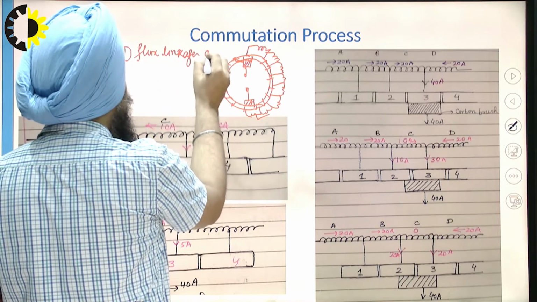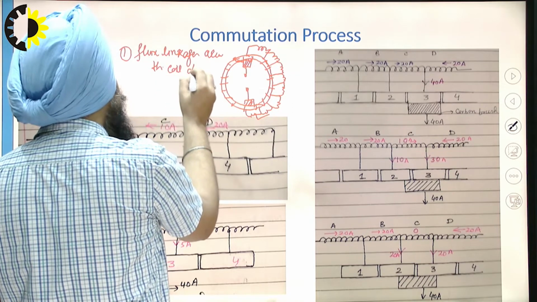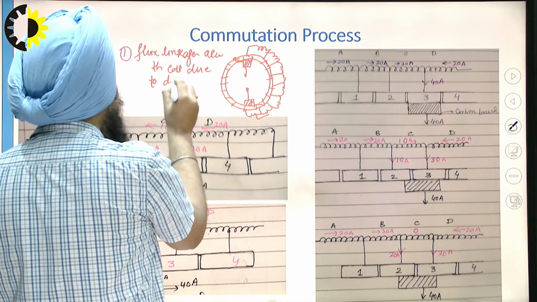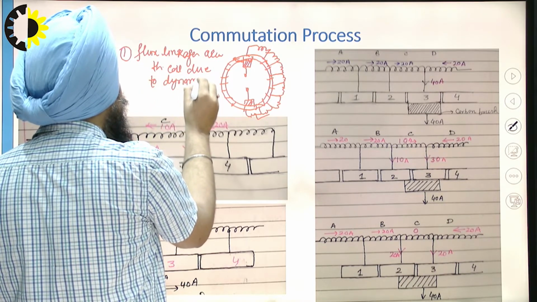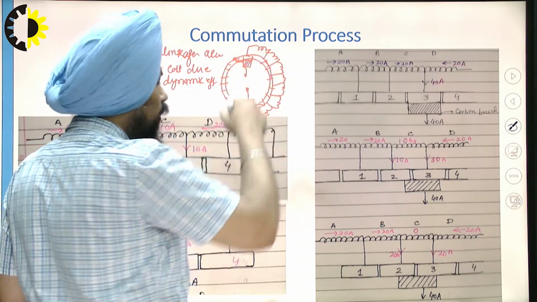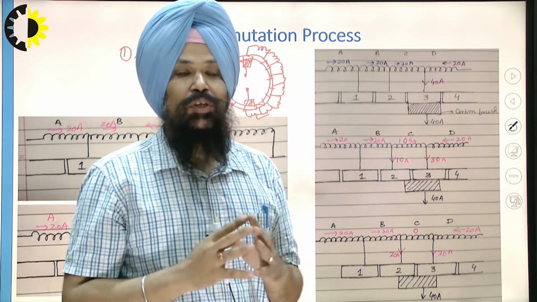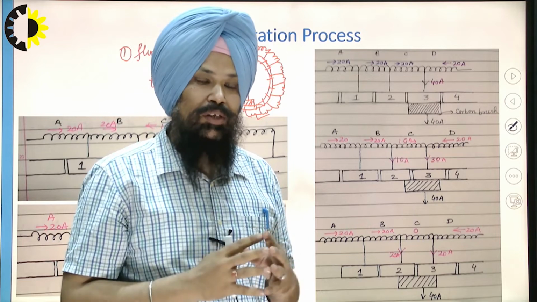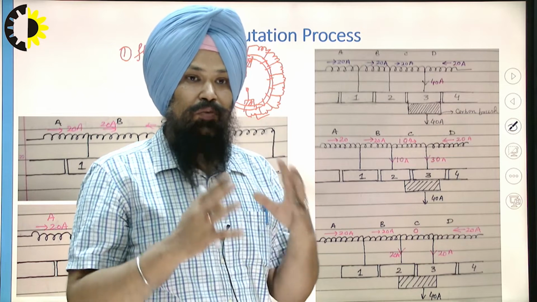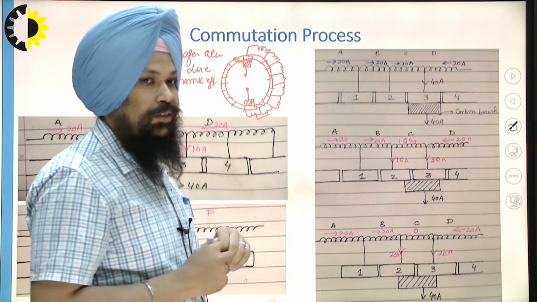across the coil due to dynamic effect. We know that this particular armature is under the effect of the stator's magnetic field, and due to the armature reaction, which is a cross-magnetizing and demagnetizing effect, the resultant flux may link, and the magnetic neutral axis is going to shift.